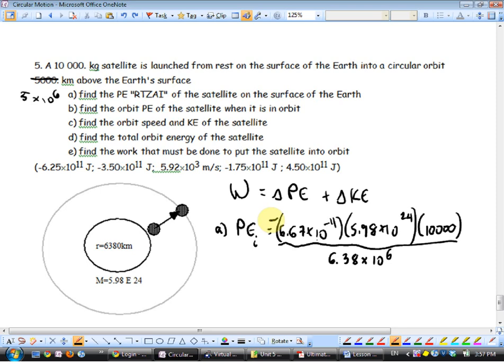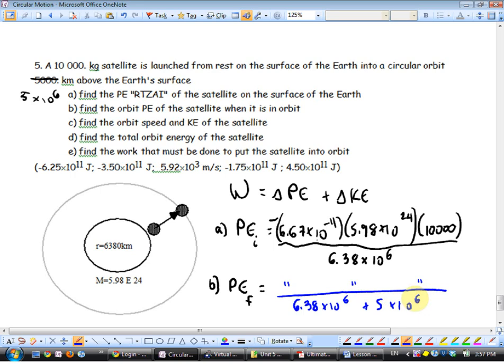B. What would the potential energy be when we're in orbit? It's going to be the same, all over 6.38 times 10 to the 6th plus an altitude of 5 times 10 to the 6th. That's the only difference, which means you could probably go second function, enter on your calculator, and just change a couple of numbers, not have to retype the whole thing.